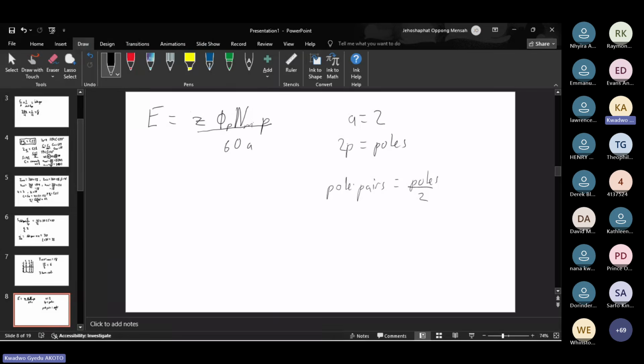Oh, okay. So basically all I'm saying is that if you want to use A is equal to 2, then use number of poles in your equation, so that the 2 will divide the number of poles. But if you want to use number of pole pairs in your equation, use A is equal to 1. So if it says an 8-pole machine and you write Z phi P NM times 8, then you make your A equal to 2. But if you use P to be equal to 4, then you make your A equal to 1 because you've already done that division. Okay.